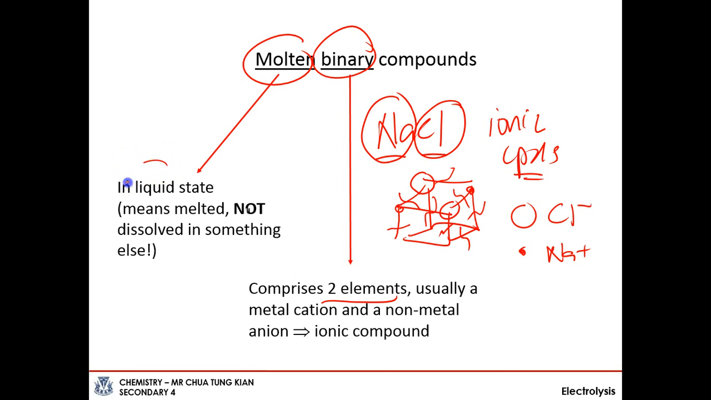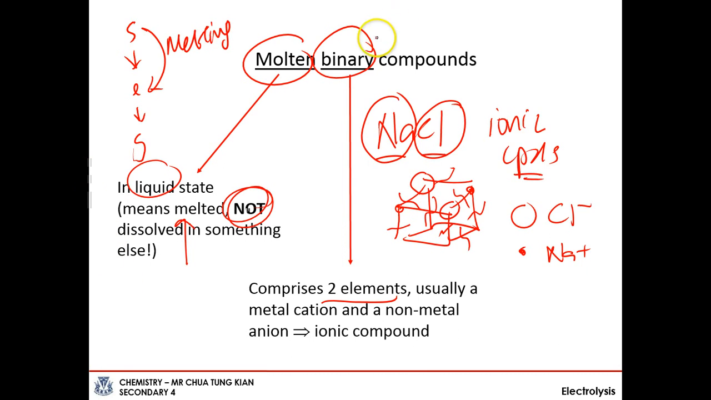Take note, liquid state means that they are melted. The state changes are solid, liquid, gas. So solid to liquid is melting. I must reinforce this, it is not dissolving. When you dissolve NaCl, probably in water, it will be NaCl (aq). In this case, it is NaCl (l). L for liquid because it is molten.